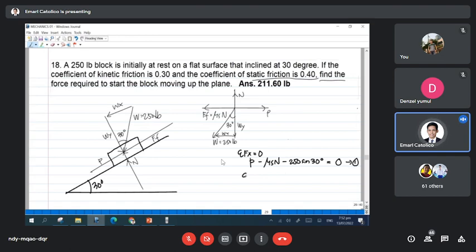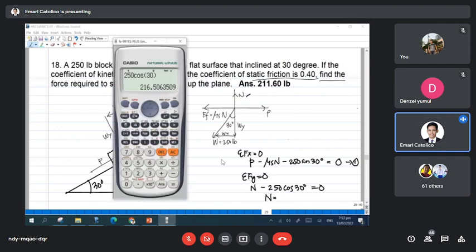Summation of F of Y muna tayo. Summation of F of Y, we have N, positive. Meron tayong WY, which is negative 250. Relation niya is cosine, kasi adjacent siya. WY, tsaka 30 adjacent, so cosine. Cosine 30 degree is equals to 0. Therefore, N is equals to, ilipat natin yung 250. Yan yung value ng N. 250 cosine 30 is 216.51.